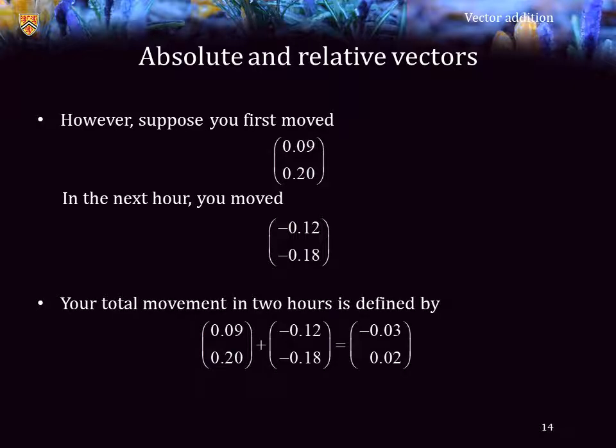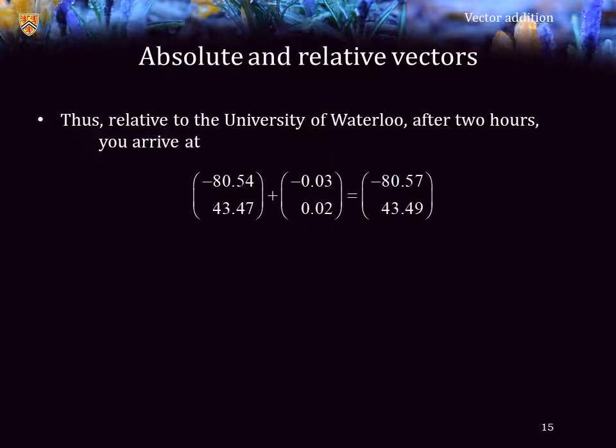You can sum up your total movement in those 2 hours by summing up those two vectors. So after the 2 hours, your total change was just negative 0.03 degrees east and 0.02 degrees north. Thus, relative to the University of Waterloo, you now moved after 2 hours to this new location. Now, this happens to be Laurel Creek Conservation Area, but that's incidental.